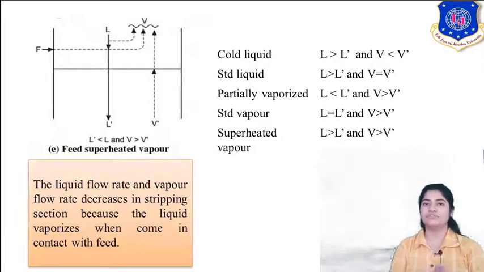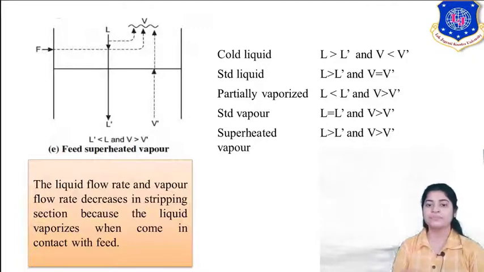So in this way, for all the kinds of feed we can relate, you have to remember the conditions here. For cold liquid, L is more than L bar and V is less than V bar. L is what again? Liquid flow rate in enriching section. L bar is your liquid flow rate in stripping section. Be very clear with the notations which you are using. Similarly, V is what? Vapor flow rate in enriching section and V bar is vapor flow rate in stripping section.